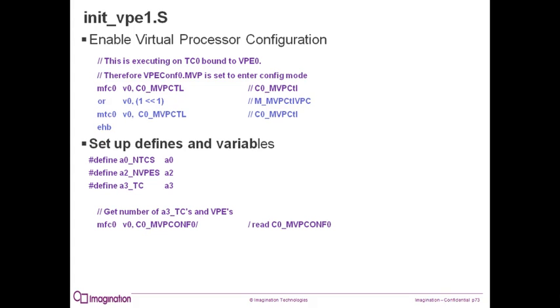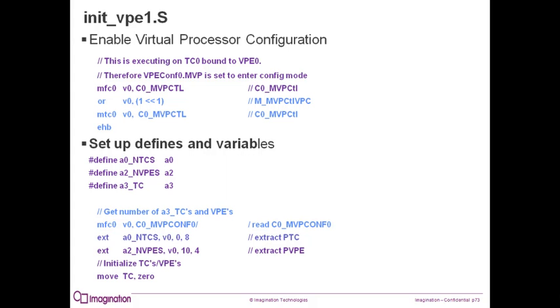Defines are created to make it easier to follow the code. NTCS is a register that will hold the number of TCs in the system. NVPEs will hold the number of VPEs in the system, and TC will hold the current number of the TC being initialized. The code reads the MVP config register. Then it extracts the highest TC number and the highest VPE number into the registers noted above. Next, it initializes the TC count to 0.